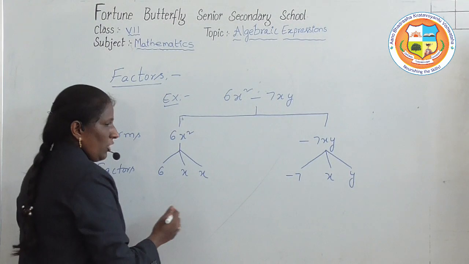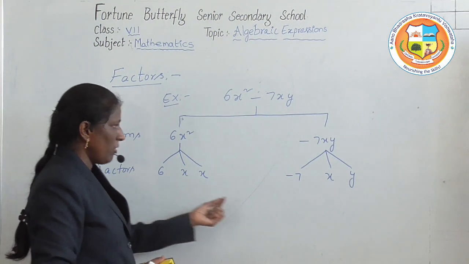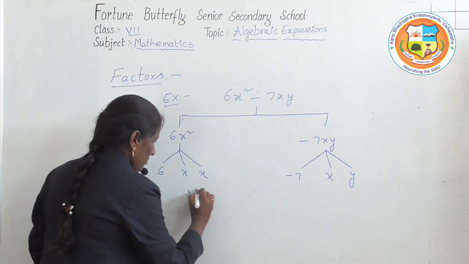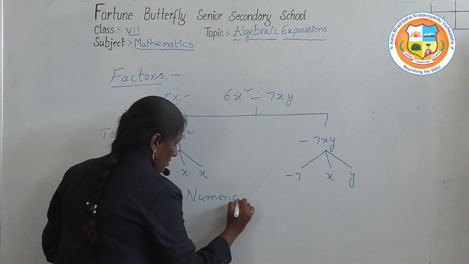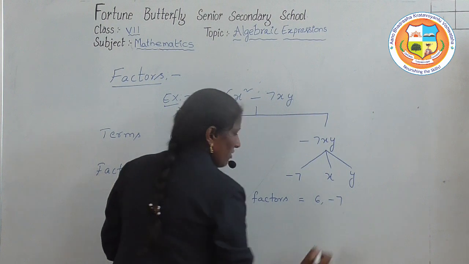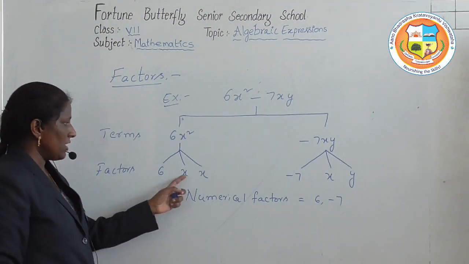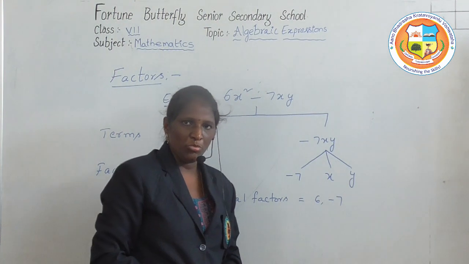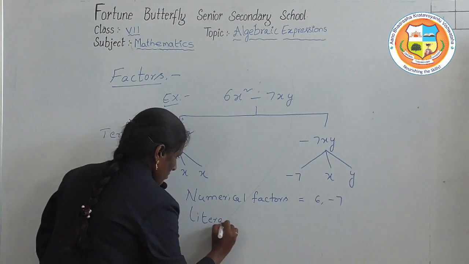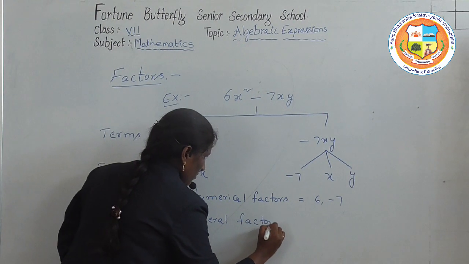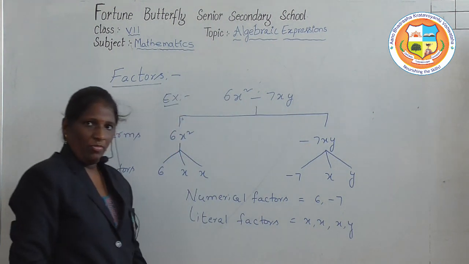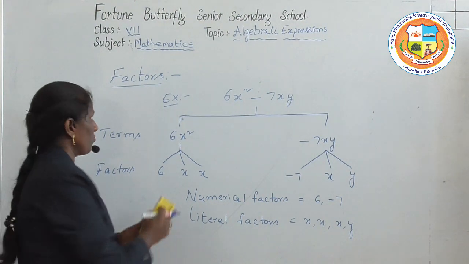Now here the numerical factor is 6 and minus 7, the constants. These constants are called numerical factors. That is, 6 comma minus 7 are numerical factors. Now x comma x and here x comma y are variables. These variables are called literal factors. Here x, x and y are literal factors. This is factors.